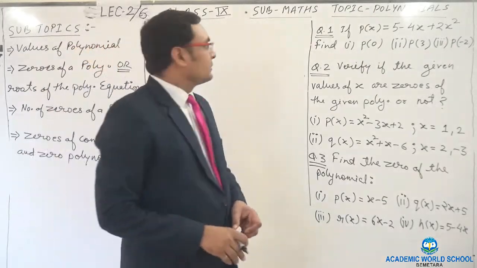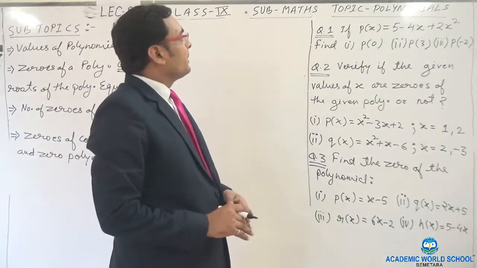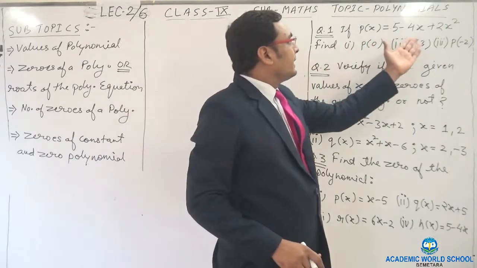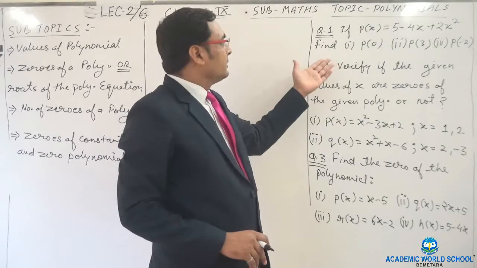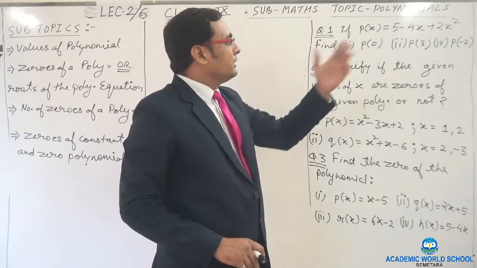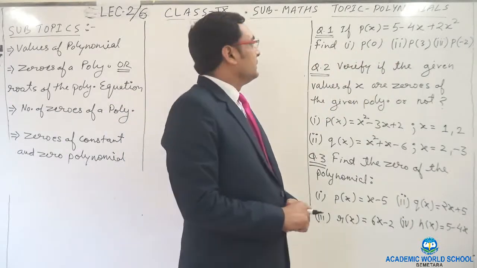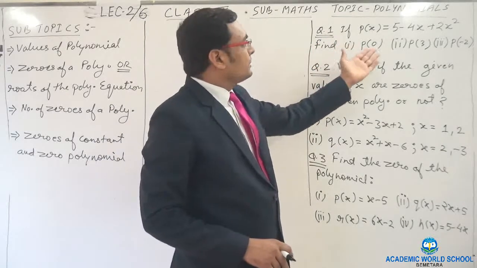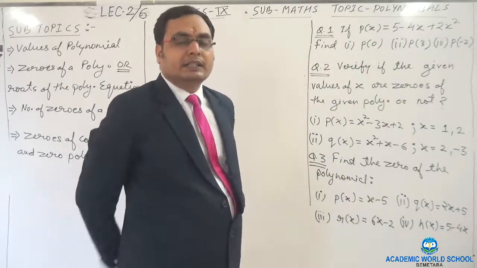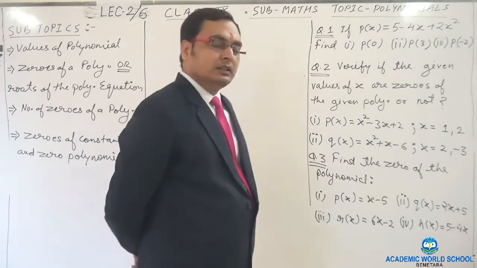Further, we will practice some questions here. Question 1. If p(x) is equal to 5 minus 4x plus 2x square, then we have to find p(0), p(3) and p(minus 2). So, we will put the values of x as 0, 3 and minus 2, and we can find the value of this given polynomial.